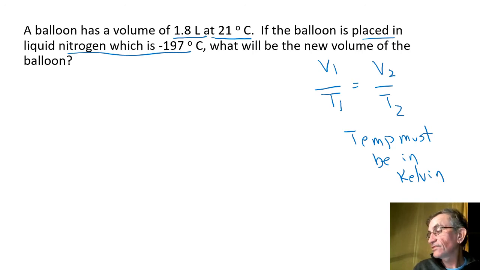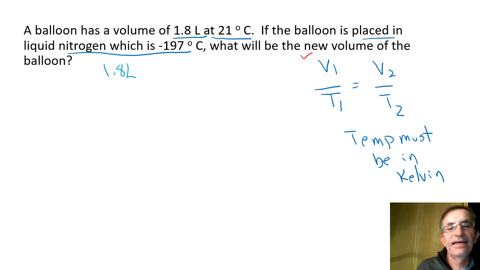All right, so we're going to have to work this out. What is the volume going to change to? If you're going to do this math, kind of like in the last equation, you basically got to know all the numbers except for the one you're missing. So let's see where they're going to go. A balloon has a volume of 1.8 liters. That is going to be my V1, 1.8 liters, at 21 Celsius.